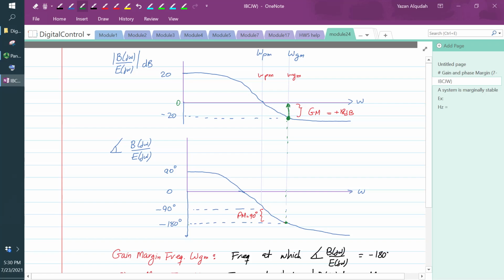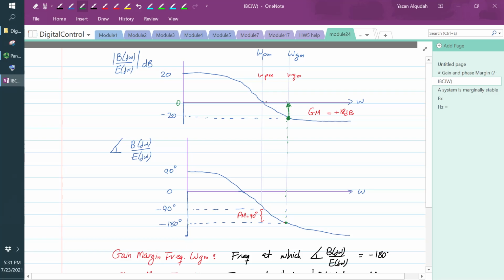Now what does this 18 mean? It means I have a cushion against the system becoming unstable of 18 dB. If the system had a curve that looks something like this here, then it will be marginally stable. I have 18 dB before I reach that curve there. So this is what the gain margin means.